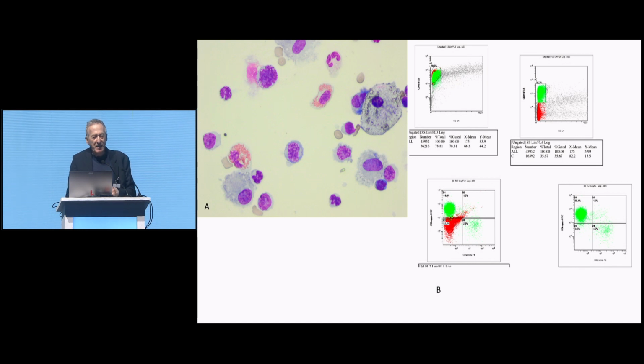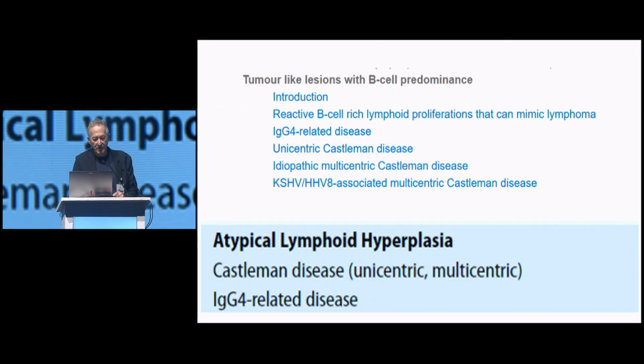And this is a BAL with atypical, but not so atypical lymphocytes, but with immune flow cytometry you can document the monotypic expression of light chains, so the final diagnosis of MALT lymphoma could be suggested.